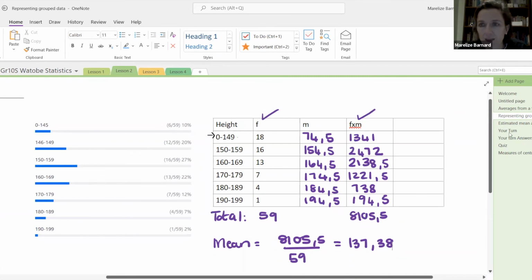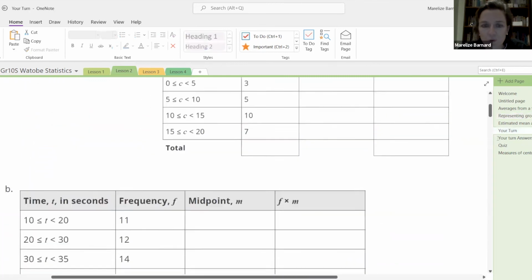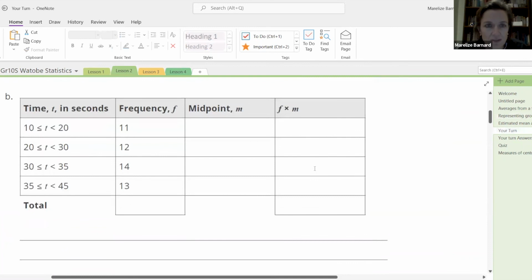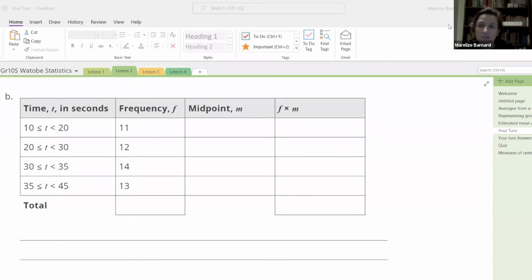Okay. Right, let's do one more before it is time for us to do our quiz. Let's do this one. Short and sweet. Okay, so you know now how to do the midpoint, and then to take the column F times M and to add it all up, and then to calculate the estimated mean. So for the table that's up now, question B, calculate the estimated mean, just like we did now for the heights of the class.